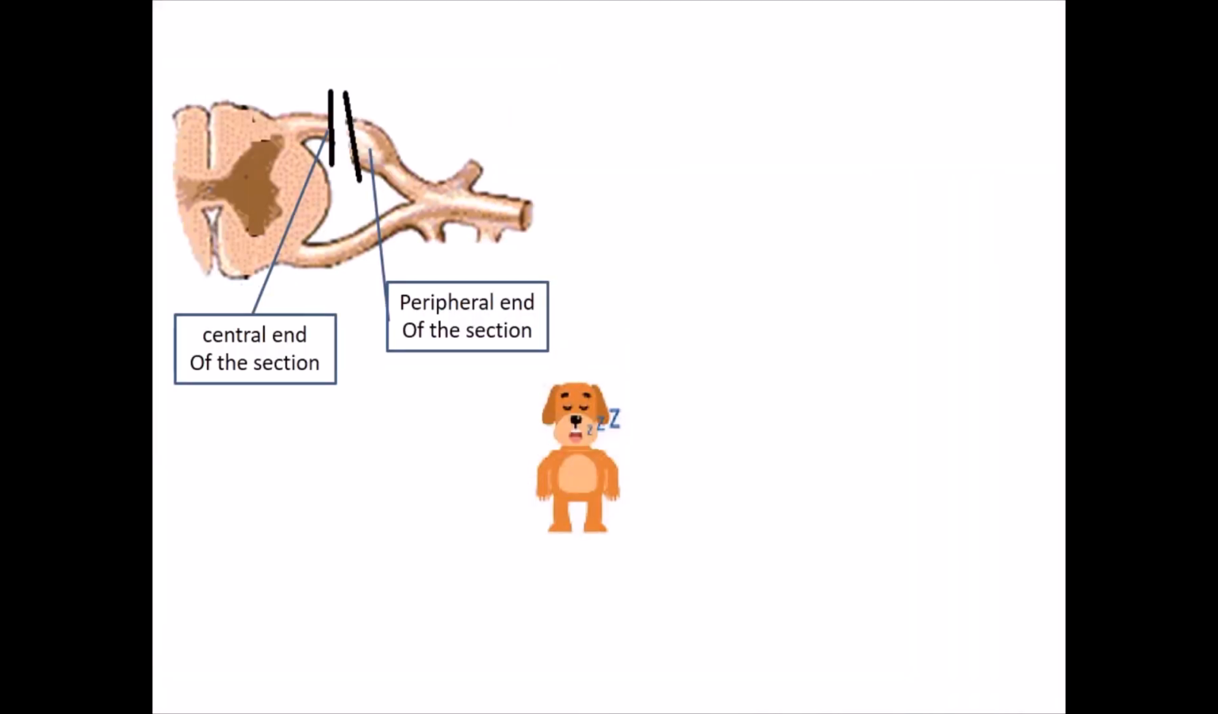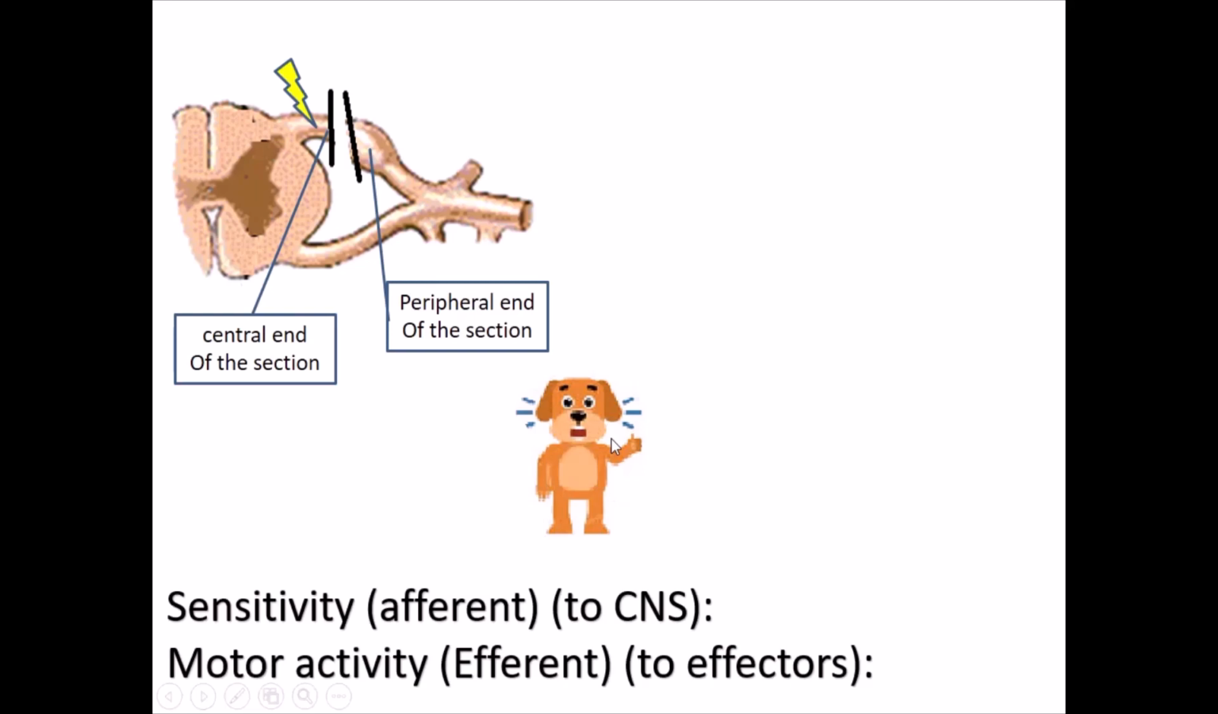Now the dorsal root. So we section the dorsal root again, and again this is the central end, this is the peripheral end. Let's start by applying a stimulation on the central end. Now again, the way is cut from this side, but I'm daring the dorsal root to send messages into the spinal cord. Let's see what happened. So you can see that two things happened. There is sensitivity. He sensed the pain and he raised his arm.